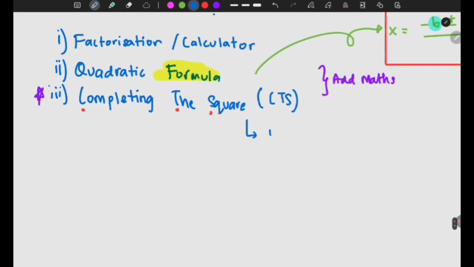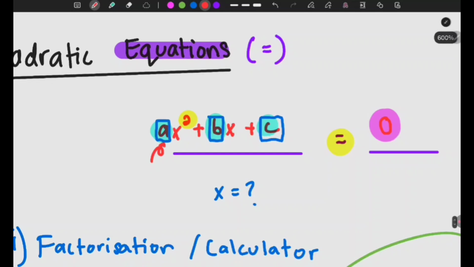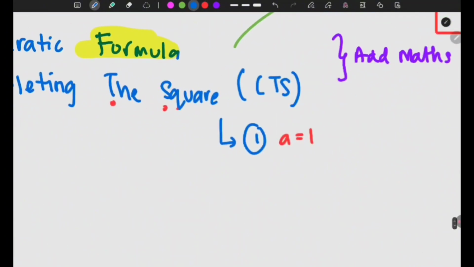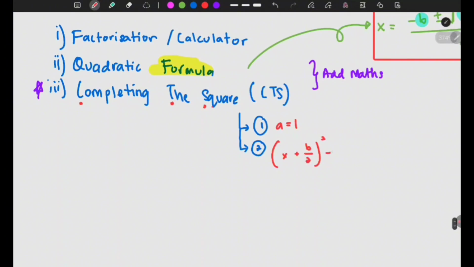So completing the square, first thing, make your a equals to 1. This thing must be equal to 1. That a has to be equal to 1, and then only you can move to the next step. The next step, substitute inside this formula. After you make your a equals to 1, put it inside this formula. Maybe my handwriting is not too clear. Plus c. This is the formula. Substitute inside this.